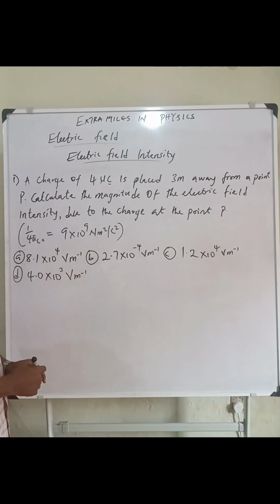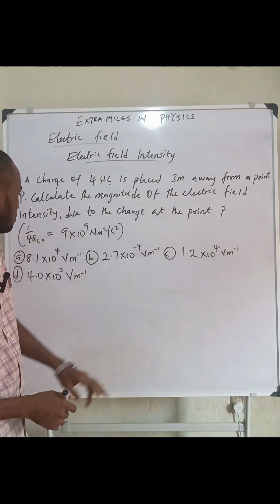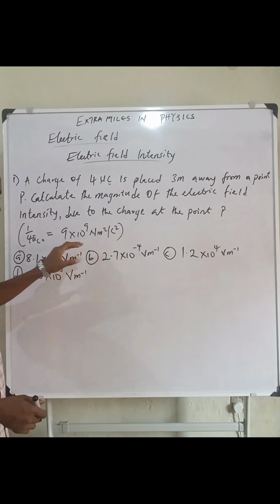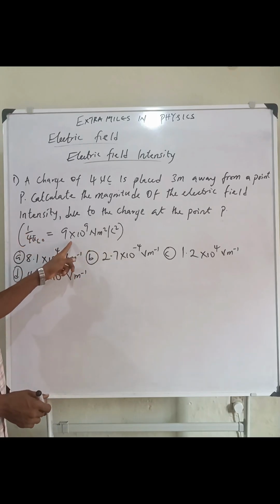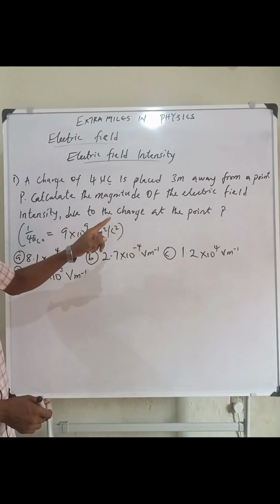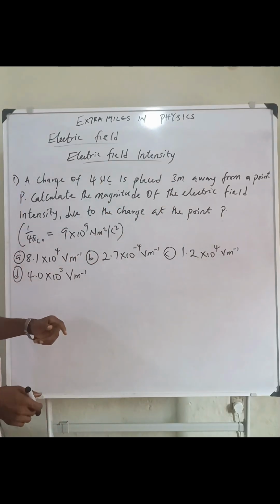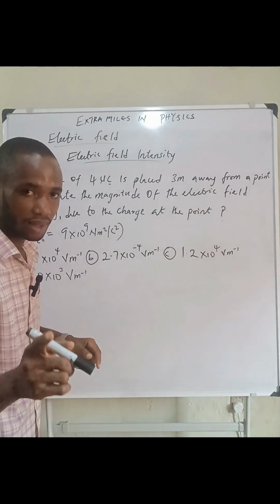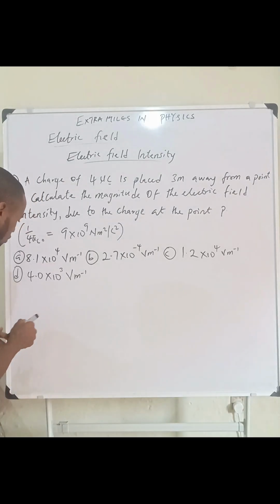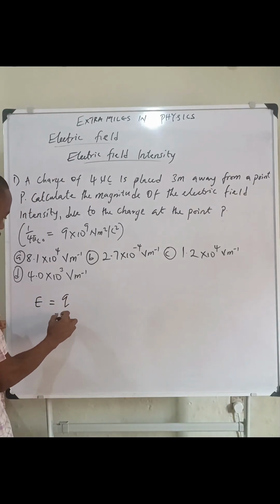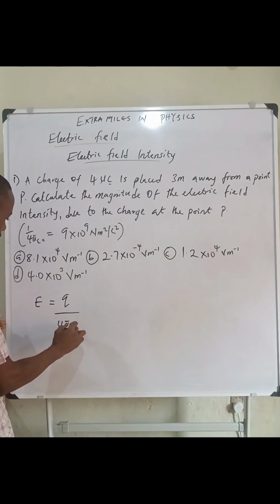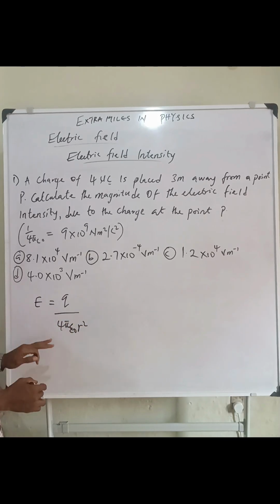Calculate the magnitude of the electric field intensity due to the charge at the point P. Then we are given our constant K here. We have our options. Now you discover that since we are having charge and distance, the formula to use should be the second formula, where E equals charge all over 4 pi epsilon naught R squared, right?